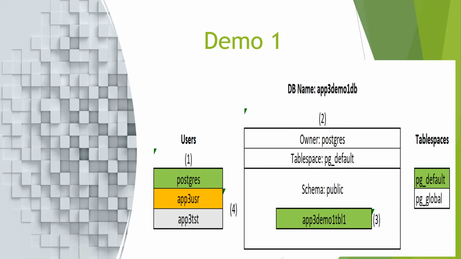As part of this demo, first I will create a couple of users. Second, I will create a database. Third, I will create a table. Fourth, I will provide the necessary privileges to the users. That is, read-write access to the app3 user and read-only access to the app3 test user.